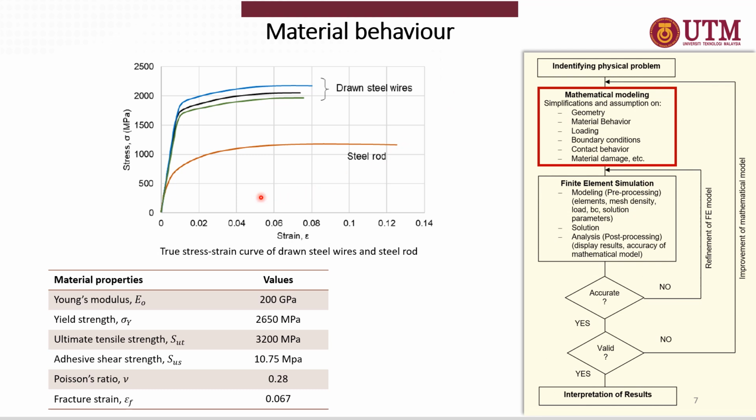So let's say we just want to simulate the elastic part, no yield. So then we just need to know the elastic modulus and the Poisson's ratio. But then if we want to simulate the plastic behavior, then we need to input the plastic properties as well, which is this part. But for our case, since the wire rope is operating under small fatigue loading, which is way below yield, then we just need to know the elastic properties only.